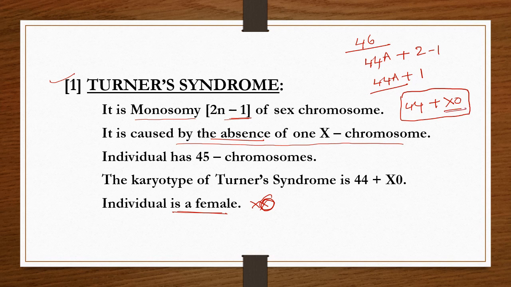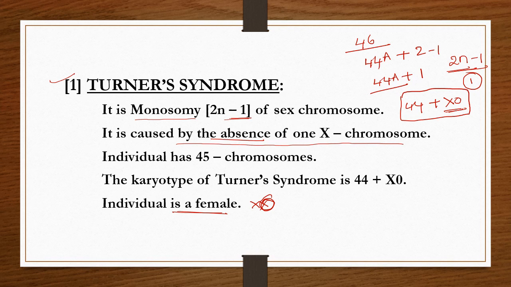So this is 2n minus. The diploid condition we call 2n. In that diploid condition, one chromosome is less, 2n minus 1. That means it becomes a monosomy. So Turner syndrome is monosomy. It is caused due to absence of one X chromosome in sex chromosomes.